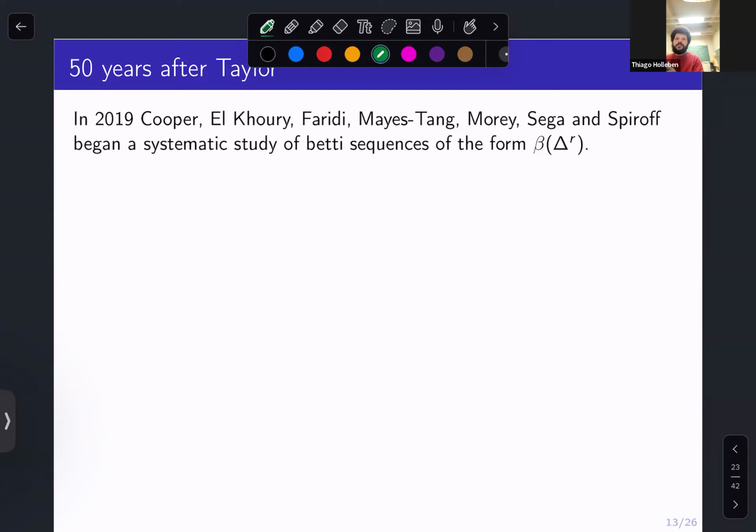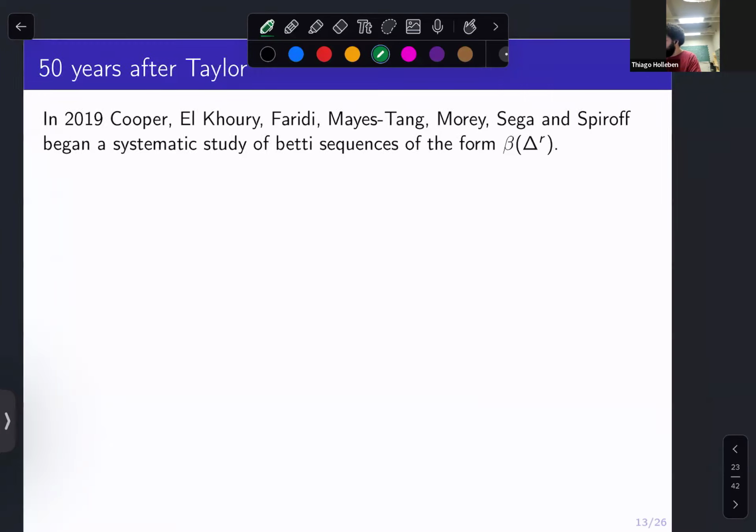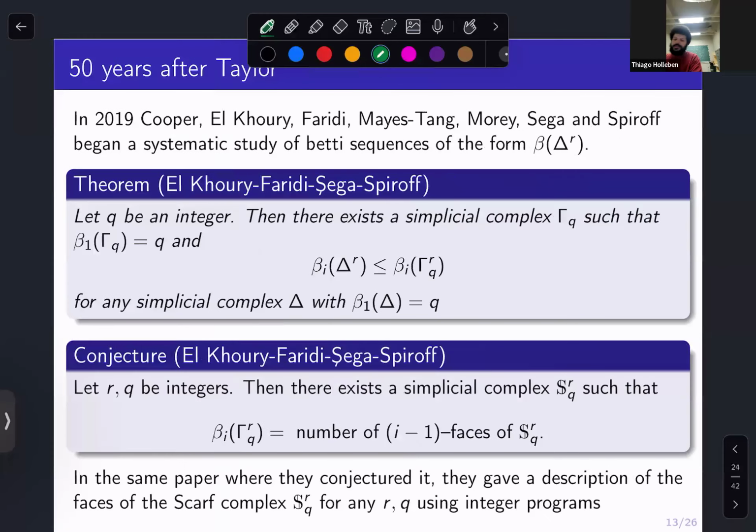So you start from a complex, you take this power procedure, and then you want to study the Betti sequence of these complexes. Now, people had looked at this before, but they had a very specific way they wanted to look at it, and it was very systematic. And that point of view, I think, started in that conference. And then they wrote a bunch of papers.